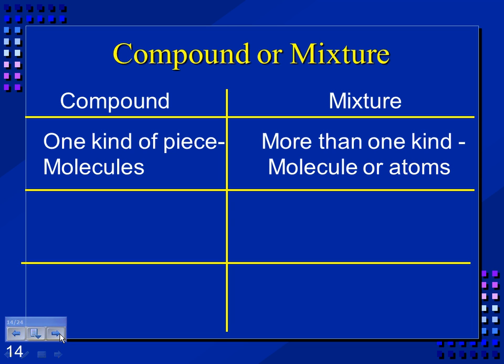So both a compound and a mixture can contain more than one thing, but the key is a compound is a molecule chemically combined. And mixtures can have compounds like water mixed with other compounds like sugar, or you can have an element mixed in with a compound. So it can be either molecules or atoms just put together in a mixture.